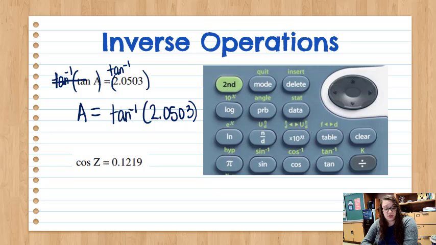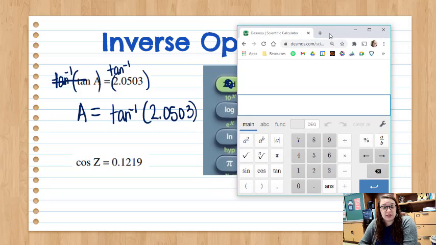This goes in my calculator, and I want you to notice where it is. I'm going to use the scientific calculator on Desmos because it's easy to show, but if you're using this one, I want to show you where it is as well. So here's the tangent button that you've been using. To get inverse tangent, notice it's in a different color. In my picture, it's green. So I would use the second button, and then I would hit this button, and that will give me tangent inverse. So on Desmos, I'll show you what it looks like here.